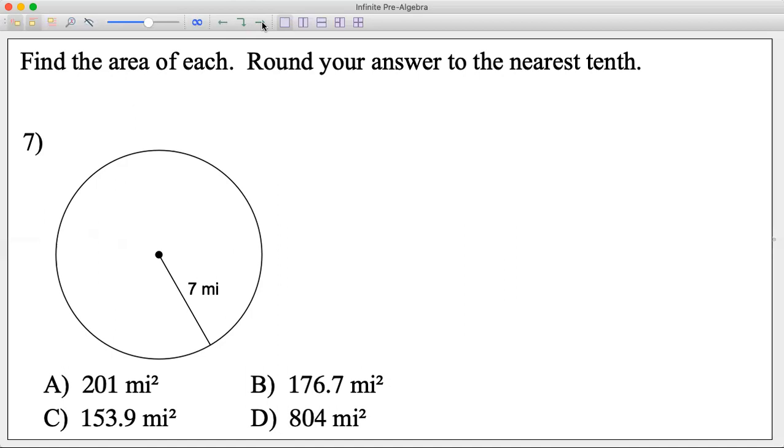Okay, there will be one question on the test on circles. One question on the test on circles.